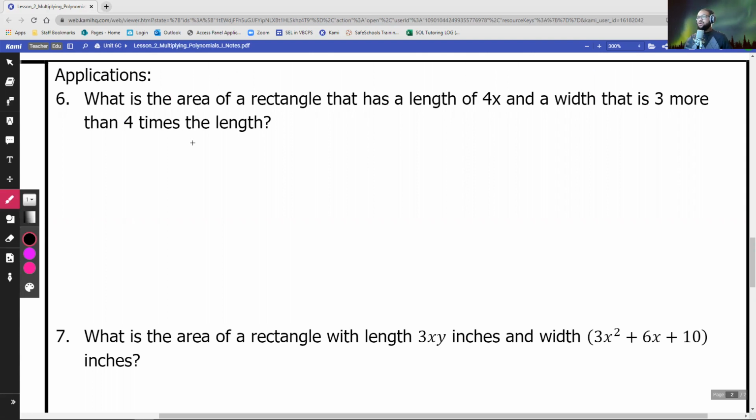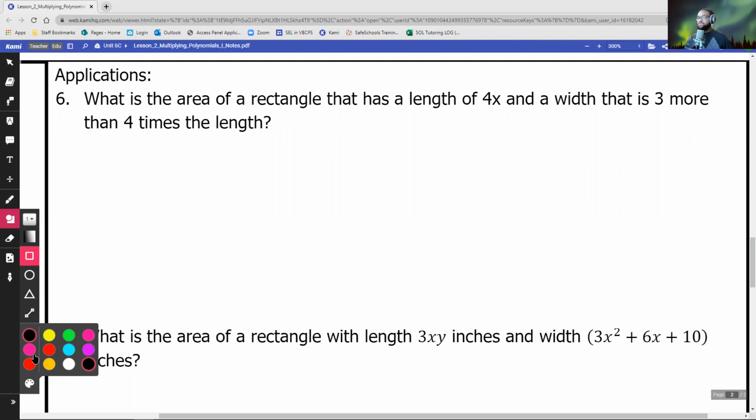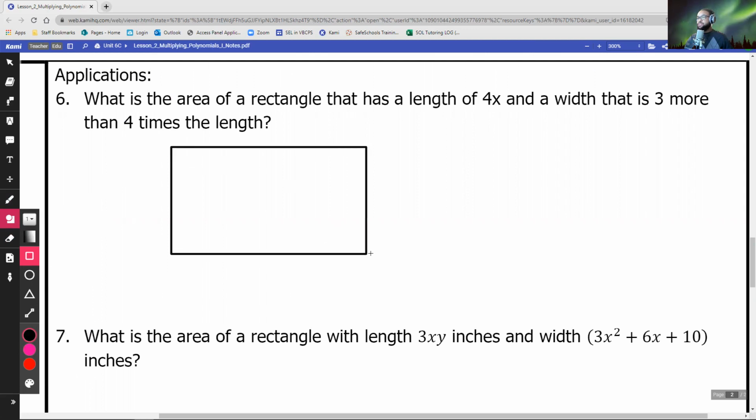So this question says, what is the area of a rectangle that has a length of 4x and a width that is 3 more than 4 times the length? That sounds confusing, right? Okay, so let's set it up. With this application problem, we're dealing with a rectangle, so I'm going to draw a rectangle. On Cami, it's super easy to draw shapes. And we're looking for the area.